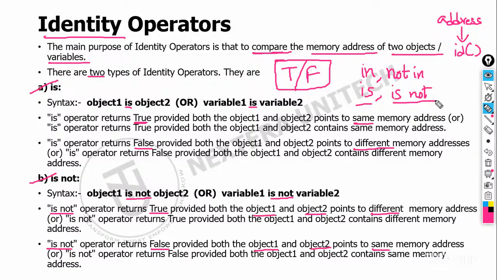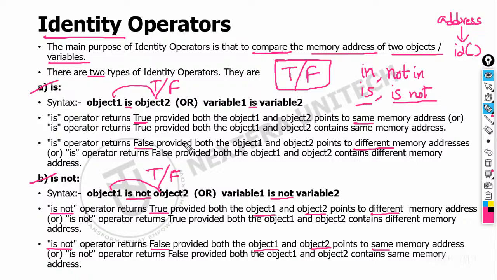Even the syntax is very simple, friends. Object 1 is object 2. Object 1 is not object 2. So if both the objects have the same address, I'll get true. If different addresses, I'll get false when I use the is operator. When I use the is not operator, if both the objects have different addresses, I'll get true. And if they have the same address, I'll get false. Clear?